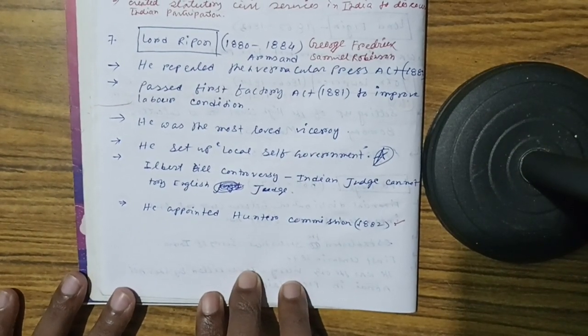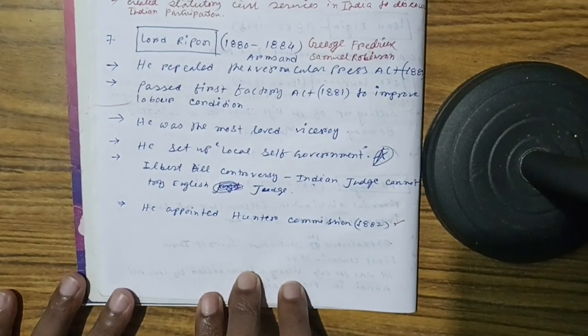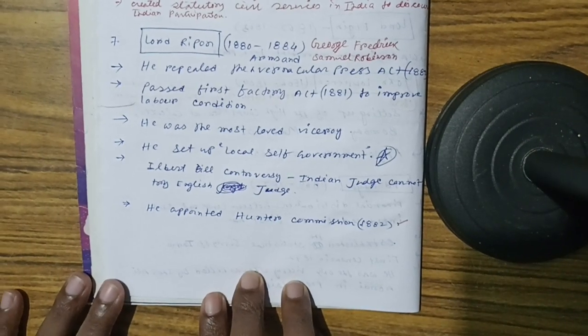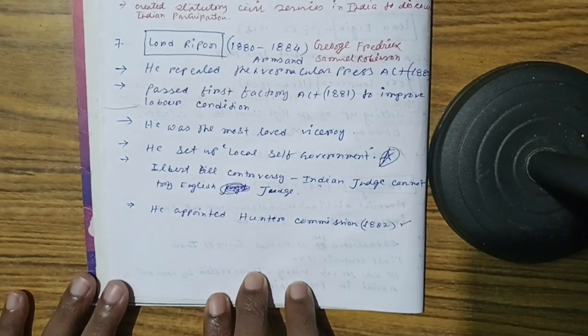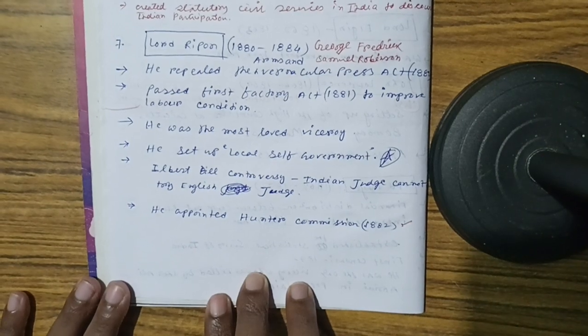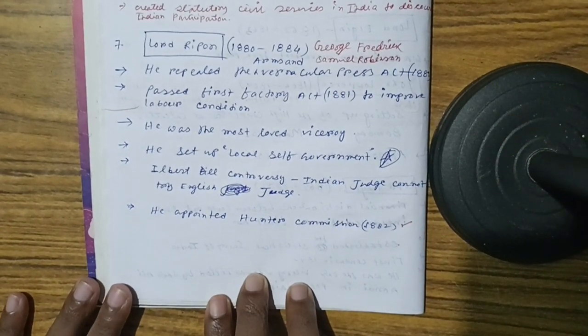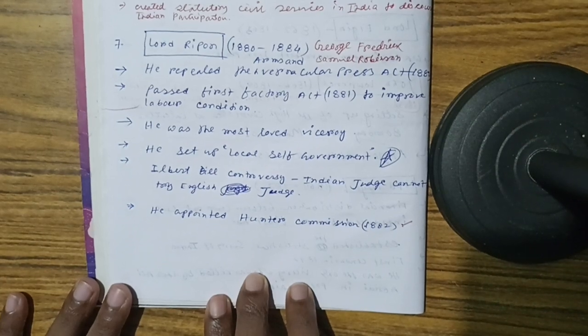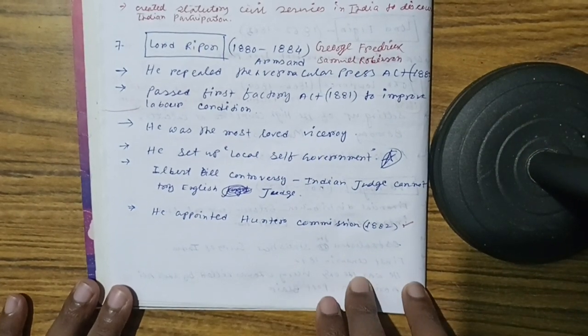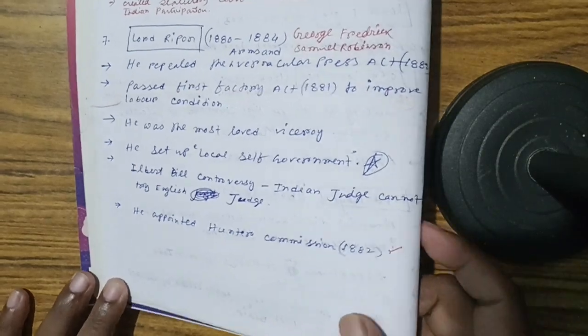Ilbert Bill controversy emerged during his time, where Indian judges could not try the English judge. And it was basically the Ilbert Bill controversy. In India, at that time, Surendranath Banerjee played an important role. He appointed Hunter Commission in 1882.